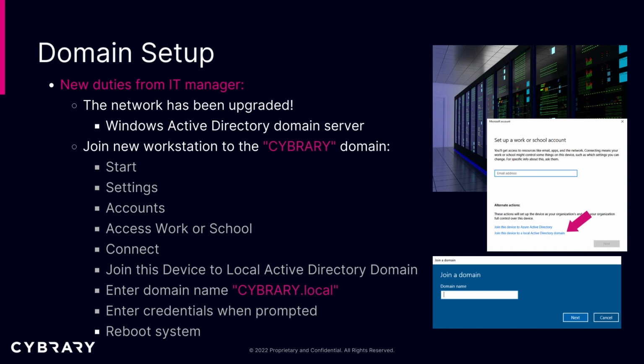To do that, you would hit Start, Settings, Accounts, Work or School, Connect, Join this device to a local Active Directory domain. You would enter the domain name in the field and hit Next. And it'll ask you at that point for appropriate credentials. This could be administrator credentials or whatever credentials the network administrator has given you permission to use to set that up. Once you put that in, you would save it and reboot the system.